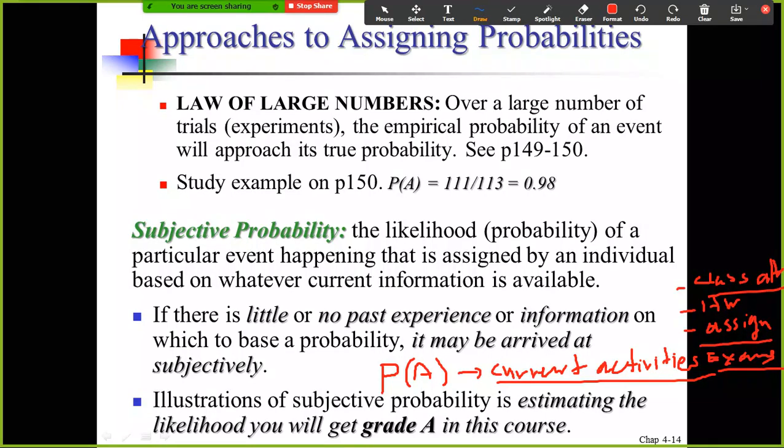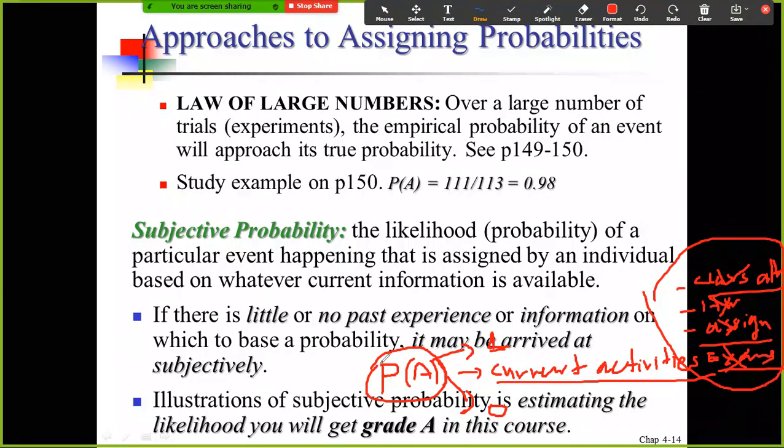Class attendance, did you join the class all the time? If you complete all of this, the probability of you getting an A will be more, meaning closer to 1. But if you do not complete this, the probability of you getting an A will be closer to 0.